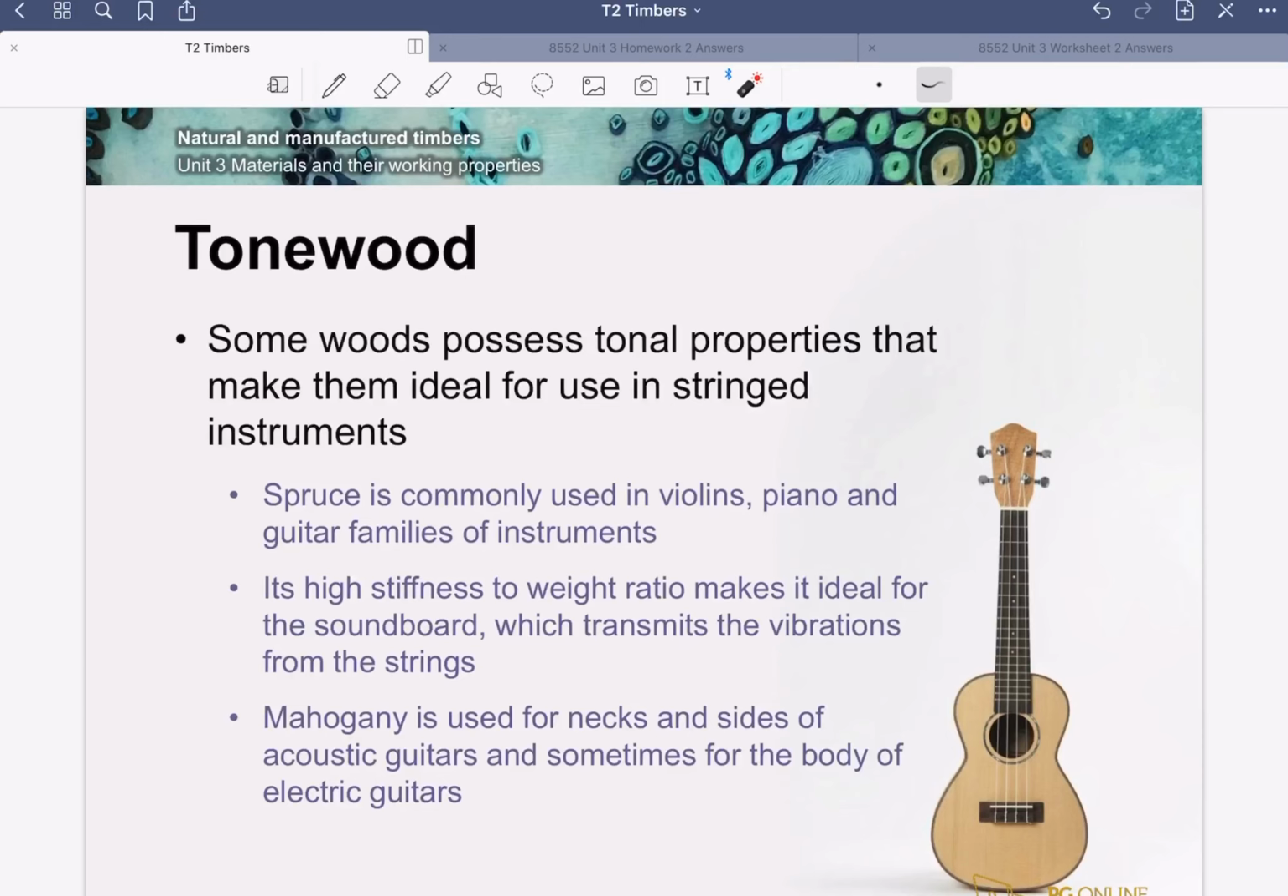You can often see that mahogany is used in this section here, the neck of the instrument, because it needs that real rigidity. Okay, that hardwood rigidity. You wouldn't want something that was flexible on the neck of an instrument. But yes, tonal woods like spruce are great for instruments.